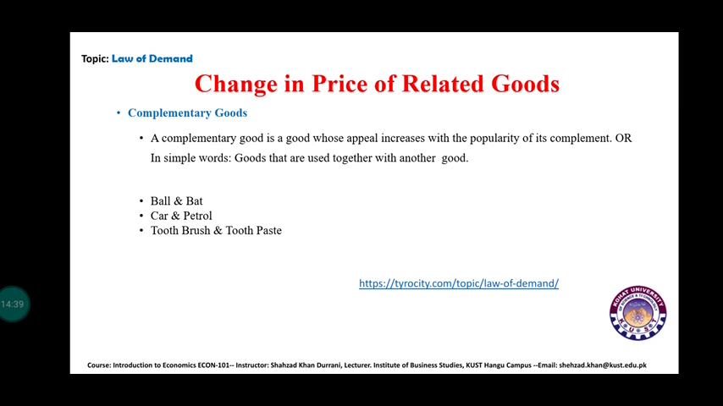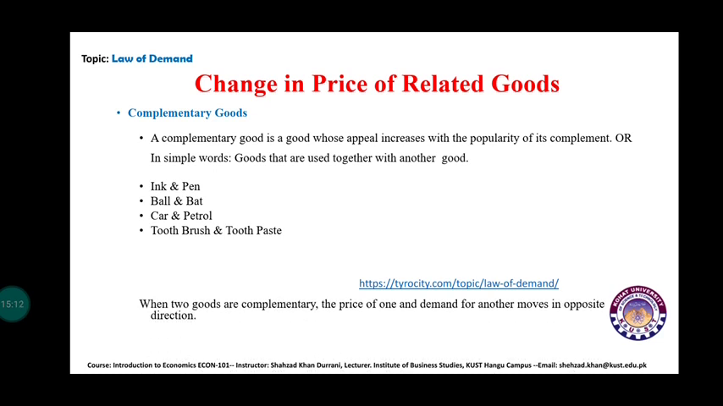For example, if the price of petrol is decreasing, then the demand for cars will increase, right? So these are called complementary goods. Ink and pen, right? If the price of ink is decreasing, then people will buy more pens, and the demand for pens will jump. So they are called complementary goods, and it causes the demand curve to shift to the right. When two goods are complementary, the price of one and the demand for another move in opposite directions. If the price of one is increasing, the demand for the other will decrease.